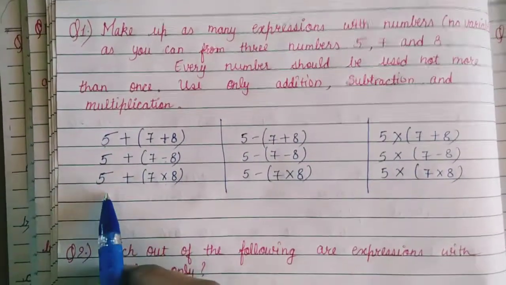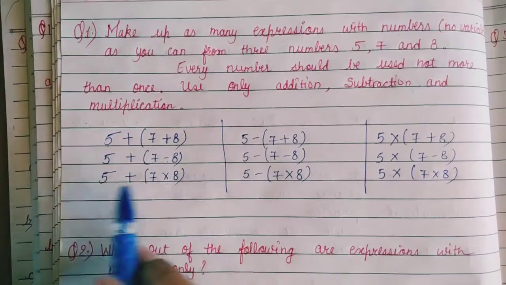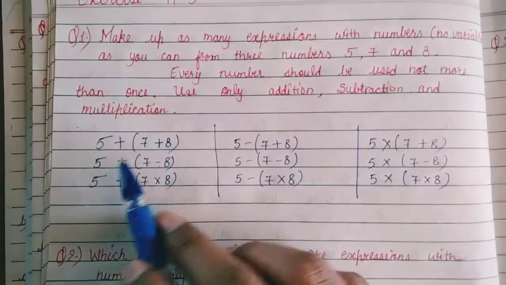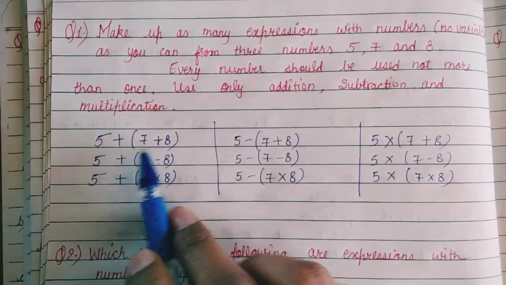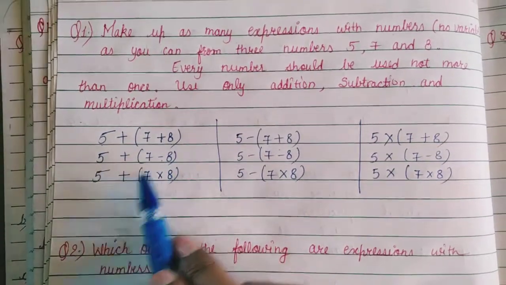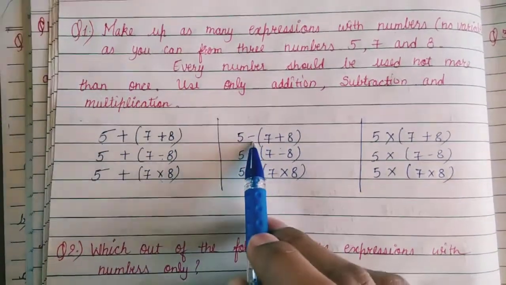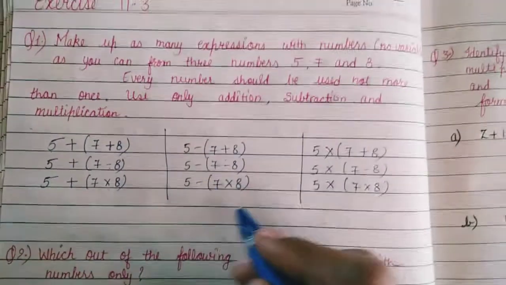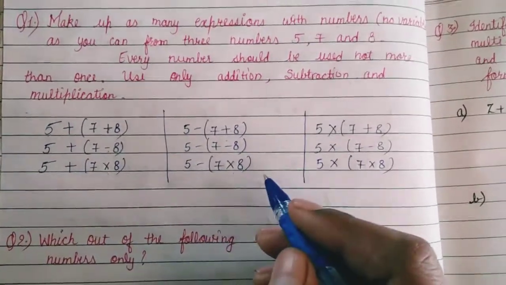You can change the places of 7, 5 and 8 with each other, but the symbols in between should be different. Here we have plus plus, then plus minus, then plus into, then minus plus, minus minus, minus multiply. You have to create this kind of situation according to your choice.